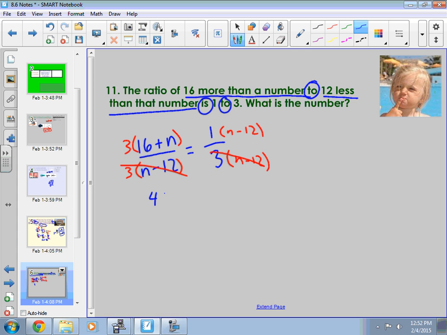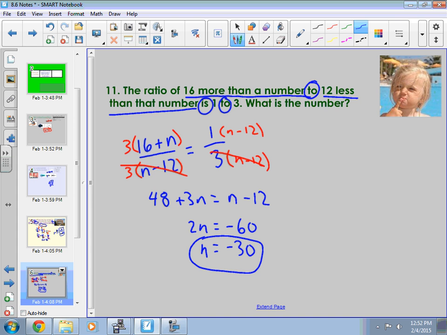So we get 48 plus 3n equals, here we're distributing 1, so it's just going to be the same thing. Now I'll get similar terms on the same side. Divide by 2, and it looks like negative 30 is the number that makes this true. And negative 30 would work out because if we put negative 30 into this denominator, we do not get division by 0.